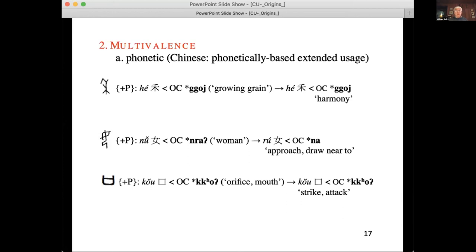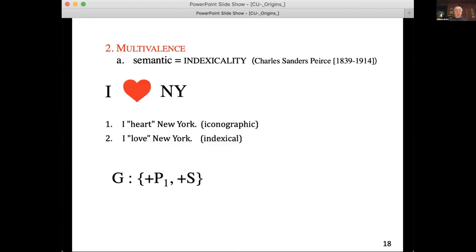The second way that graphs are used multivalently is to keep the semantic value fixed and allow the phonetic value to vary. It's simply the counterpart to what we just talked about. Here's a fanciful example of what I mean by this. If you read this sentence, I heart New York, you're reading the heart graph iconographically because it looks like a heart. So you can read it, I heart New York, taking the red graph in the middle there as an iconograph. If you read it as I love New York, which my guess is the intended reading, then you're understanding the heart graph in a multivalent way, that is, with a semantically similar meaning, but with a completely different pronunciation.